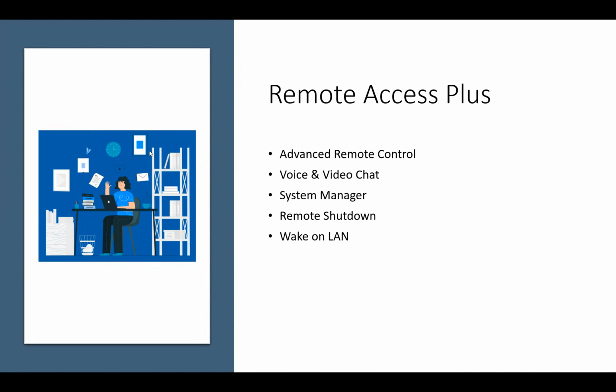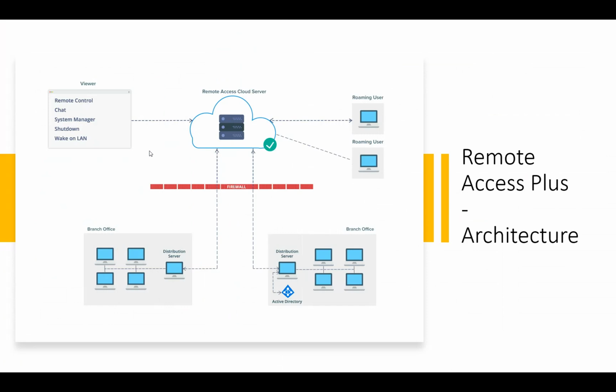And the architecture here: all the roaming users are going to directly connect to the remote access cloud server from ManageEngine data centers. Whereas for those who are behind a firewall, or those who are connected through the VPN, that's when you will have to have a distribution server in your network. This distribution server is going to be connected to the Active Directory. So all the devices within the branch office will use the distribution server for remote access connections, whereas the roaming user will have a direct connection over the internet.